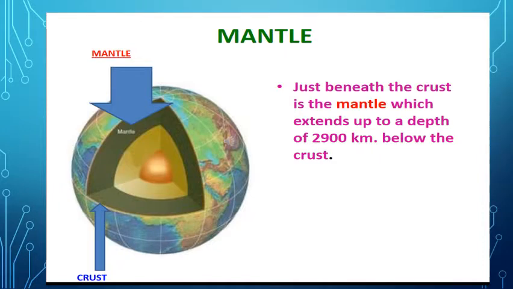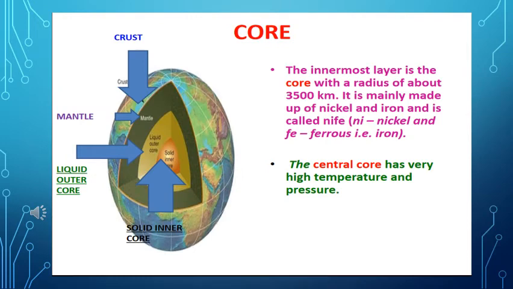The next layer of the earth is the mantle. Mantle is just beneath the crust, and the mantle extends up to a depth of 2,900 kilometers below the crust. That large area next to the earth's crust is called the mantle. Inside the mantle, the innermost layer of the earth is called the core, with a radius of about 3,500 kilometers.